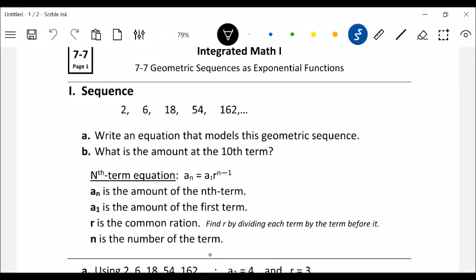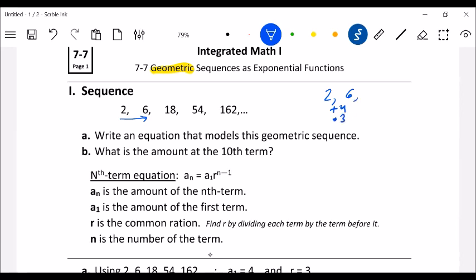All right, let's take a look at some sequences. We're focusing on geometric sequences and look at these first two numbers. With 2 to 6, I have two ways to get to it. To get to 6, I can either be adding 4, or I could be multiplying by 3.